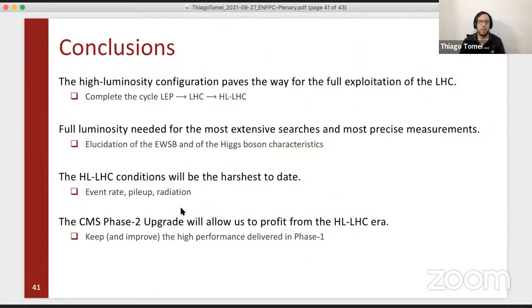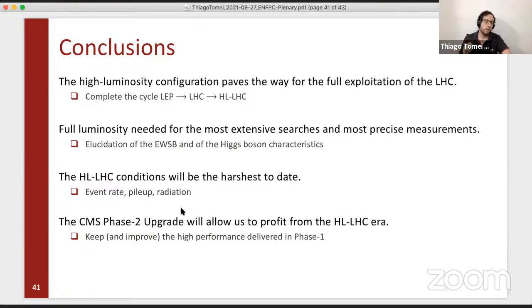So I'm arriving at my conclusions, and let me again hammer on these points. This high luminosity configuration is the way that we're going to do the full exploitation of the LHC. We're going to complete this cycle, lab, LHC, high luminosity LHC. And we need the full luminosity, the 4,000 events per femtobarn, in order to do the most extensive searches and the most precise measurements. And this allows us to, as much as we can, finish the elucidation of the electroweak symmetry breaking and to measure the characteristics of the Higgs boson.